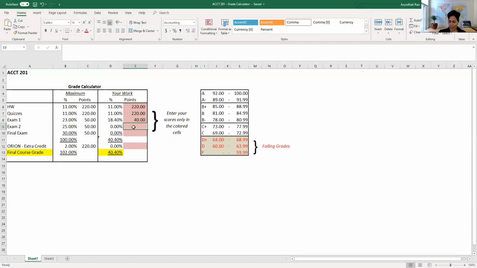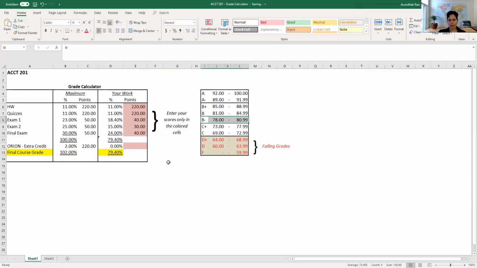Let's say on the second exam, you decided that somehow you're very confident, you don't need to study, and it went down to a 30. Now this is more devastating because this was worth 25%. Okay, you decide that you are really going to do well and get your grade back up to 40, what you did before. You are at a 79.4. Look at where you stand over there. You are at a B minus.